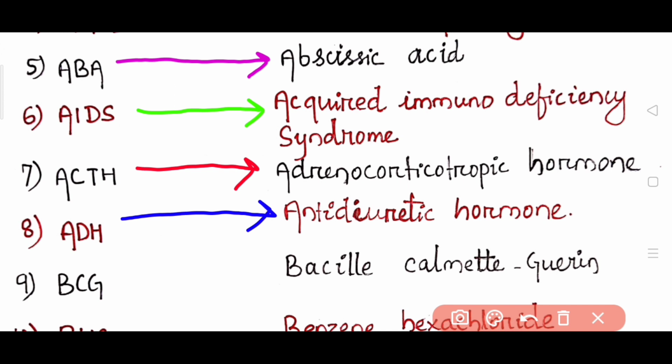Then BCG. The full form of BCG is Bacille Calmette-Guérin. It is a vaccine for tuberculosis disease, which is also known as TB. This vaccine is usually given around birth to prevent severe TB in infants.